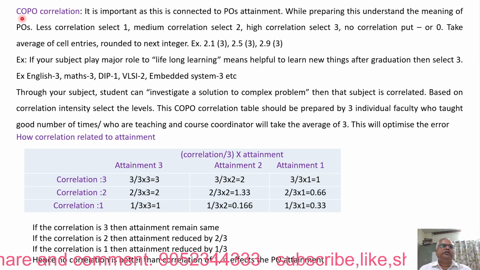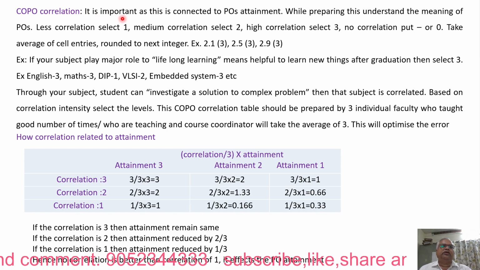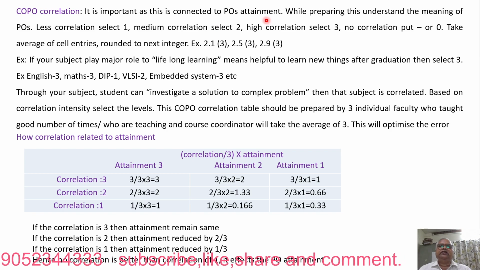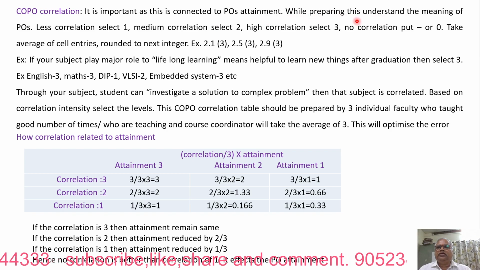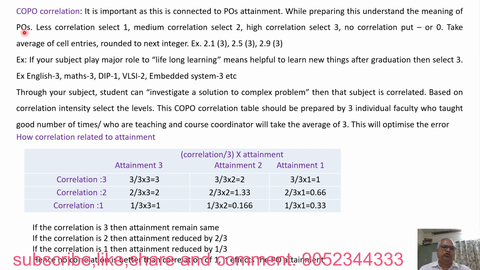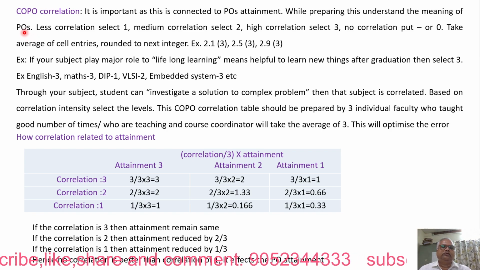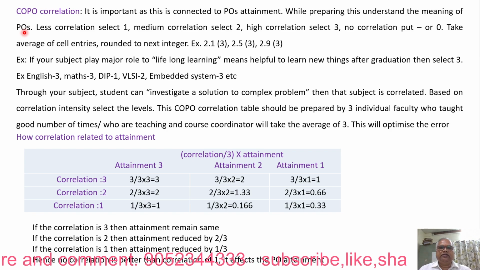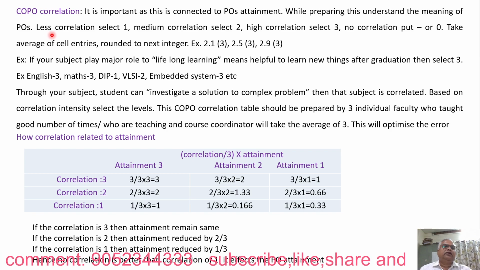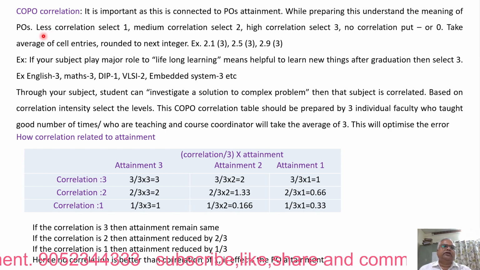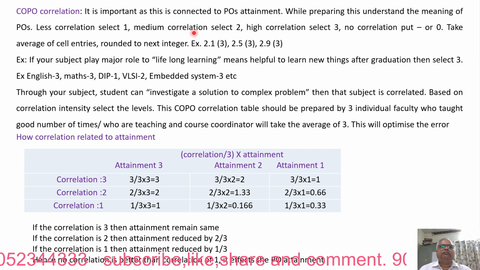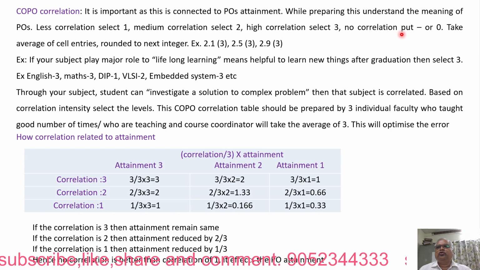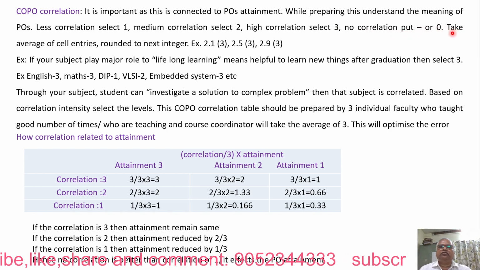Next, another important thing is the CO-PO correlation table. It is important as this is connected to PO attainment. While preparing this, understand the meaning of the POs. For all 12 POs, the attribute and its expansion are given; understand the meaning, and only then can you write. If your subject is less correlated, select 1; medium correlated, select 2; high correlation, select 3; no correlation, put dash or 0.